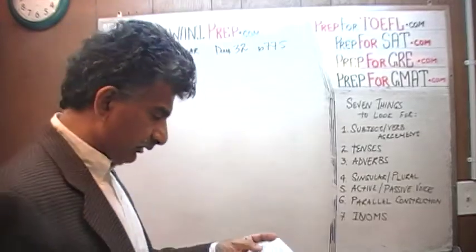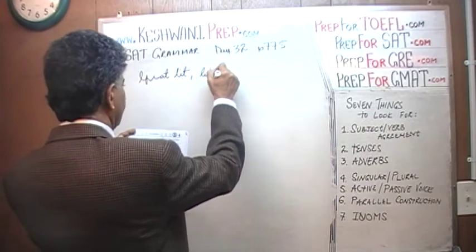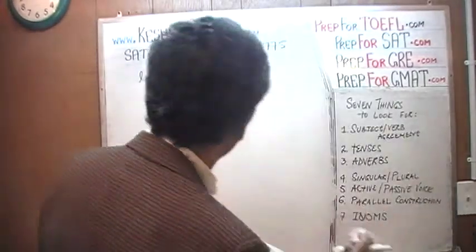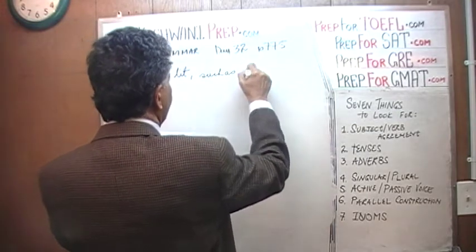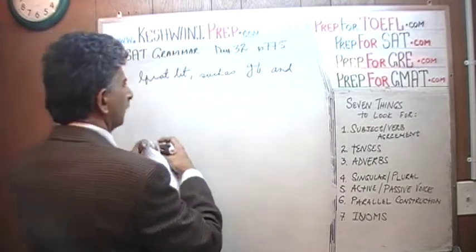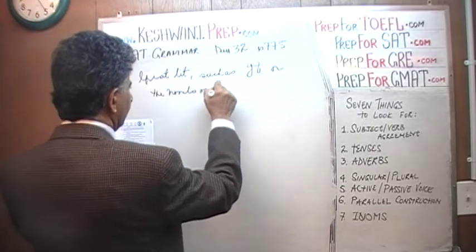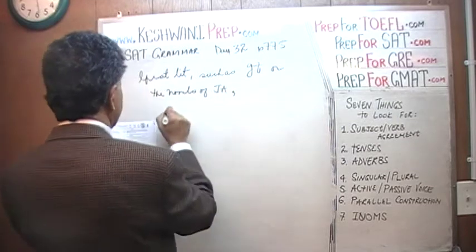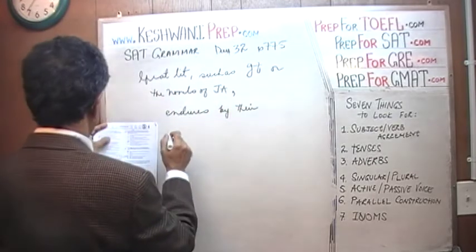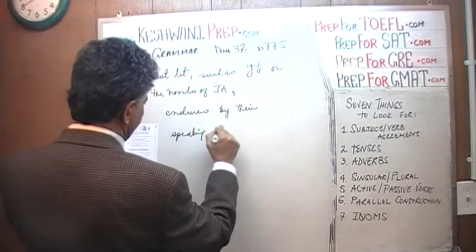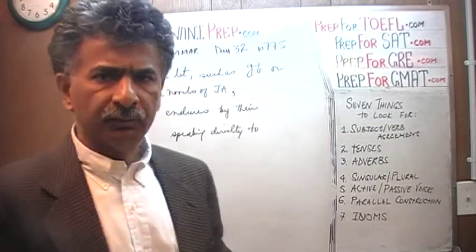It says, great literature such as Greek tragedies or the novels of Jane Austen endures by their speaking directly to each new generation of readers.